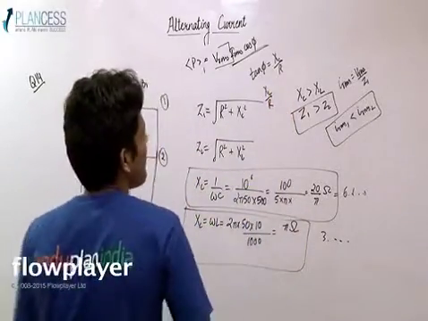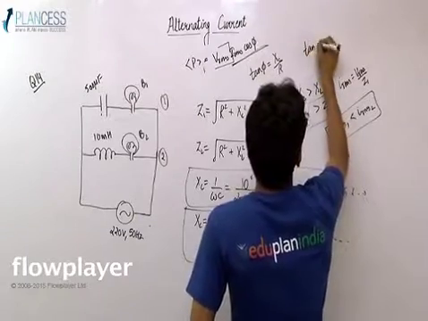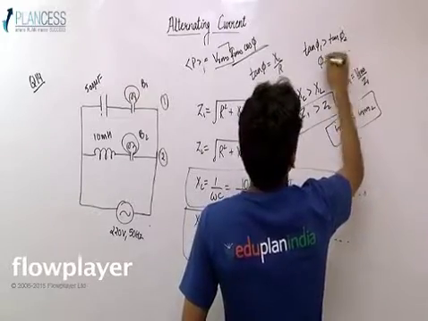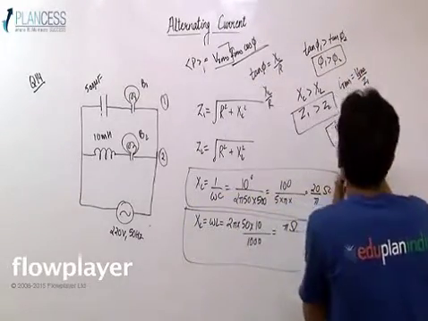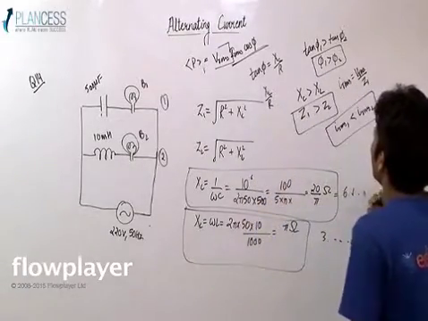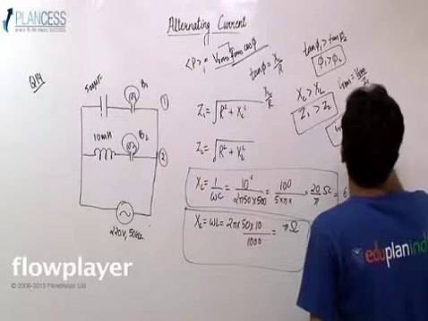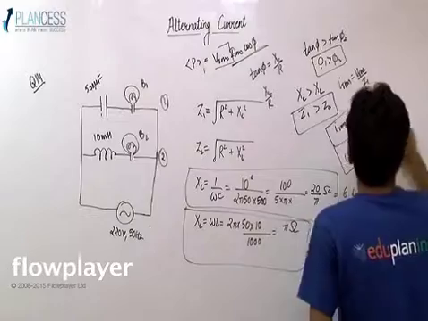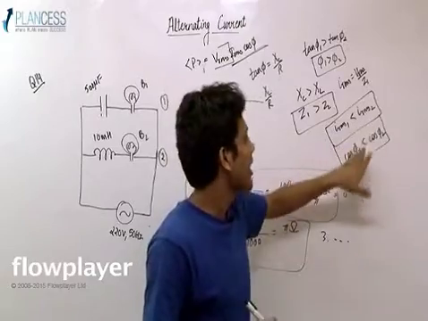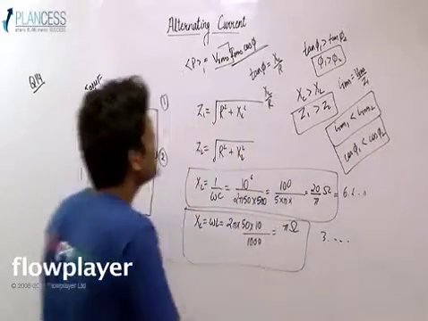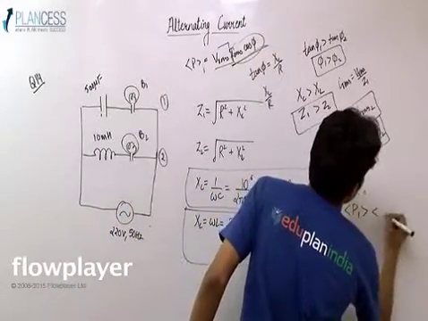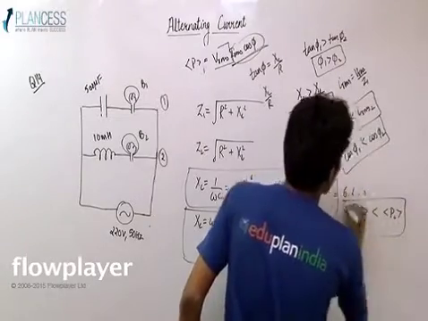Since XC is greater than XL, that means tan phi 1 is greater than tan phi 2, which would imply that phi 1 is greater than phi 2, considering phi to be between 0 and pi by 2. And thus if phi 1 is greater than phi 2, then cos phi 1 is less than cos phi 2. Now from this we can say that since IRMS 1 is less than IRMS 2 and cos phi 1 is also less than cos phi 2, this whole quantity, that is power consumed by bulb 1, would be less than average power consumed by bulb 2.